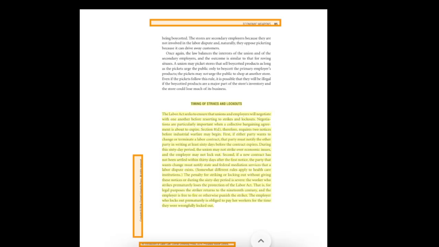The penalty for striking or locking out without giving these notices or during the 60-day period is severe. The worker who strikes prematurely loses the protection of the Labor Act. That is, for legal purposes the striker returns to the 19th century, and the employer is free to fire or otherwise punish the striker. The employer who locks out prematurely is obliged to pay her workers for the time they were wrongfully locked out.